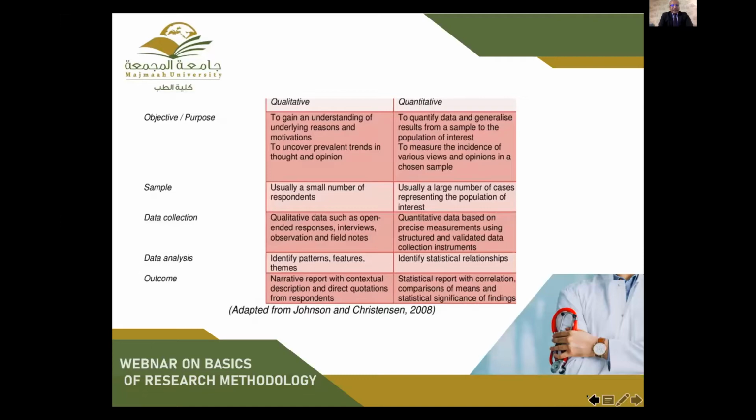When we come to data analysis, we need to identify the patterns, features and themes in qualitative data, whereas in quantitative data we need to identify statistical relationships. The outcome, obviously, has to be different for each. Here we have a narrative report with a conceptual description and direct correlations, while the other reports statistical correlations, comparisons and the statistical significance of the findings. How do you do the test of significance? That is also explained today in this webinar, inshallah.